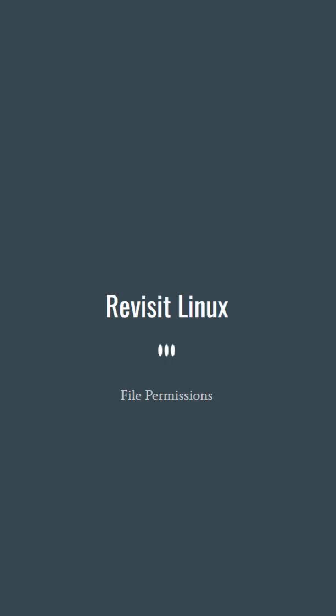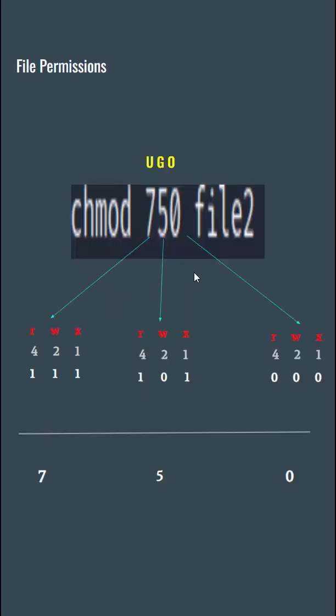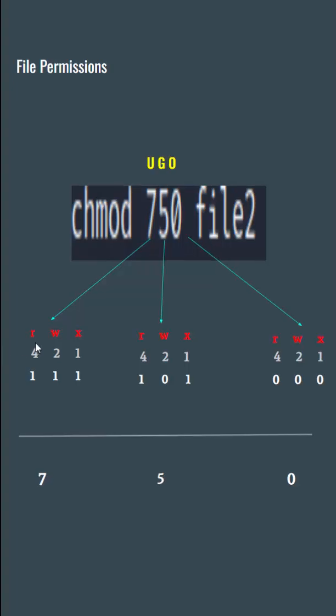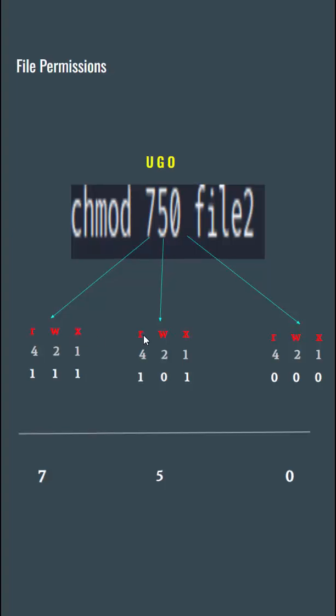Let's talk about Linux file permission. So the command to give the permission to all owner, group and others uses chmod. The first bit is read, the second bit is write, and after that is executable. For group it is the same, and for others it is the same.